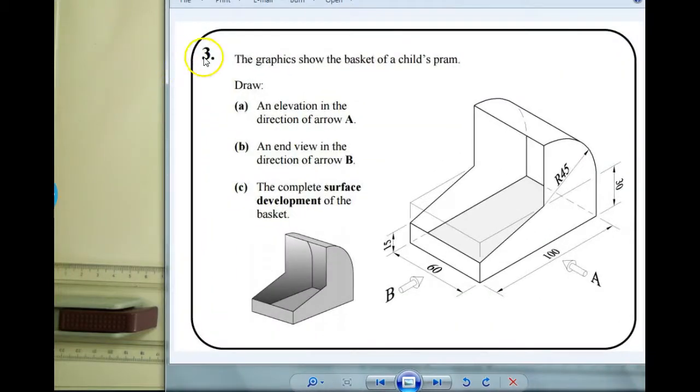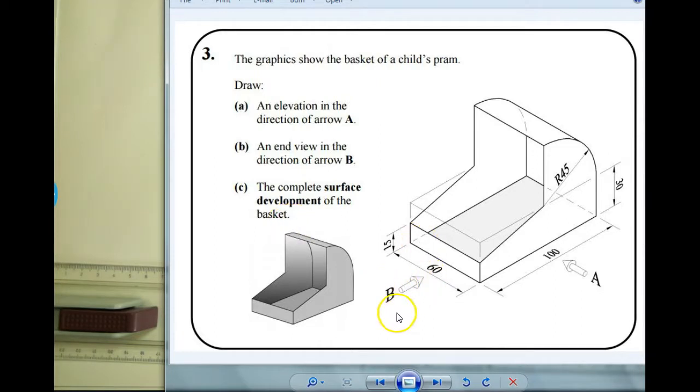So this question here is 2015 Developments Ordinary Level. As we can see from the question, it shows the basket of a child's pram. It is asking us to draw an elevation looking in the direction of arrow A, an end view looking in the direction of arrow B, and the complete surface development of the basket.